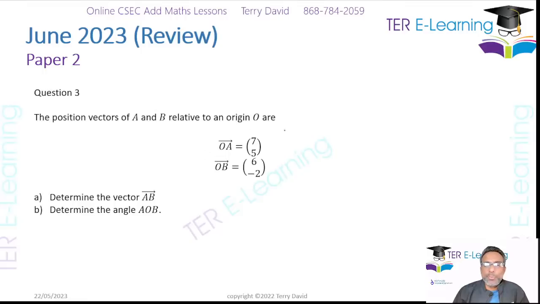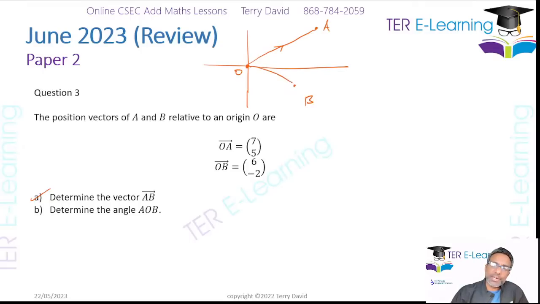We have two position vectors, OA and OB, and we want to determine the vector AB. So always draw a quick sketch when it comes to things like this. So this is O here. OA is (7, 5). So let's say this is A up here, so this is OA. Next one is (6, -2), so that's maybe somewhere down here. I'm just putting approximate positions.